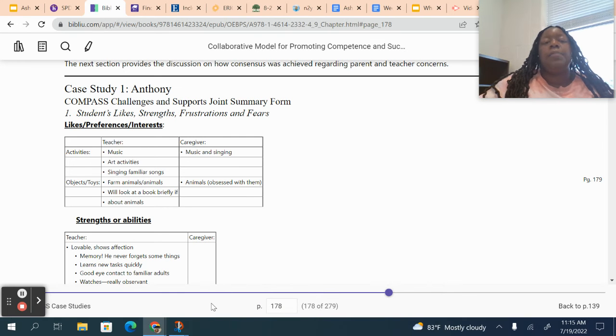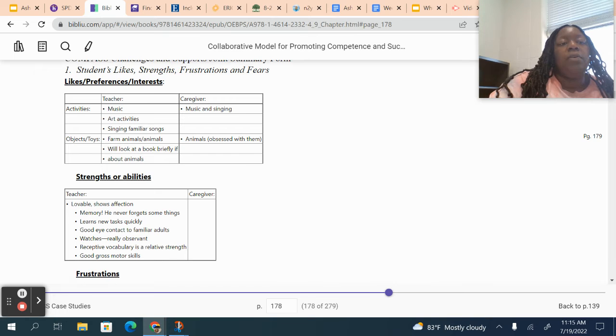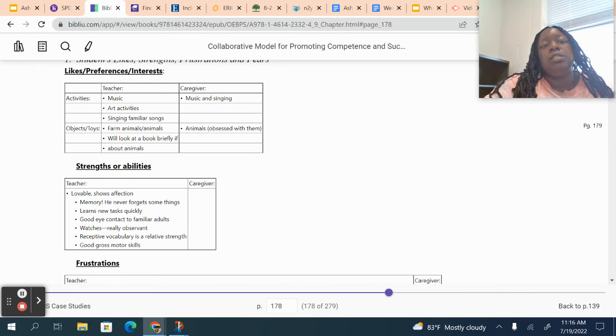Now we're going to talk about the compass model and some of the different forms that are used with doing the compass model. Here we have a case study provided by the collaborative model for promoting competence and success with students with autism spectrum disorders, okay? So what we have going on here is a list of the students' preferences and their interests, their likes and dislikes. Teachers have been doing this for a long time. With students who are not on the spectrum or who do not have exceptionalities, a lot of times we do this in the form of an interest inventory. In the case of students with exceptional needs, sometimes we have to think outside of the box to get this kind of data collection, okay?